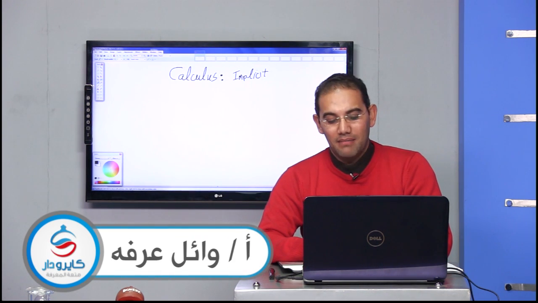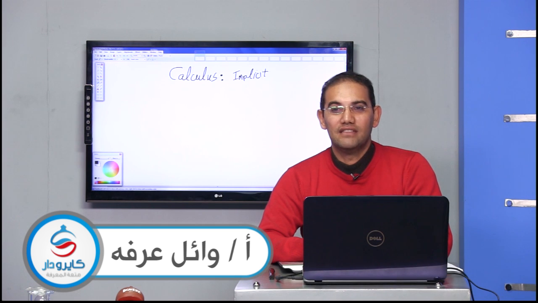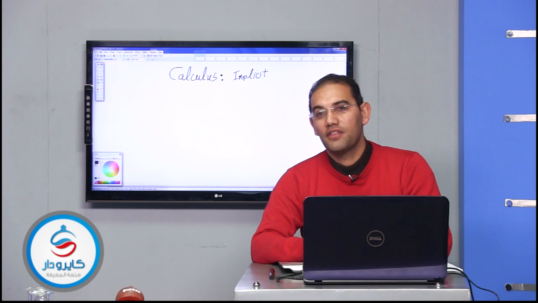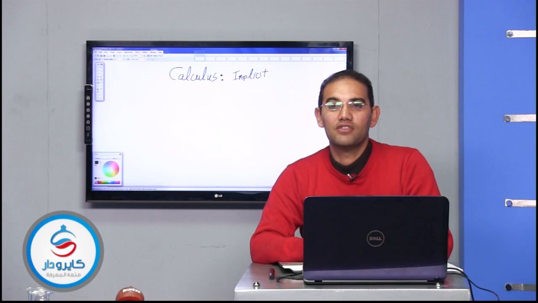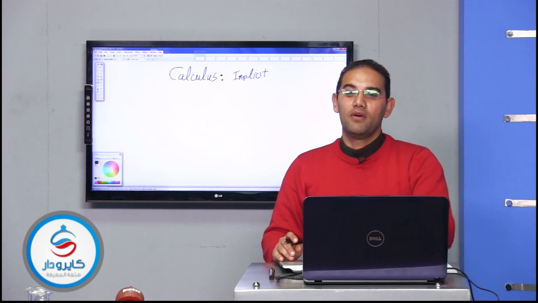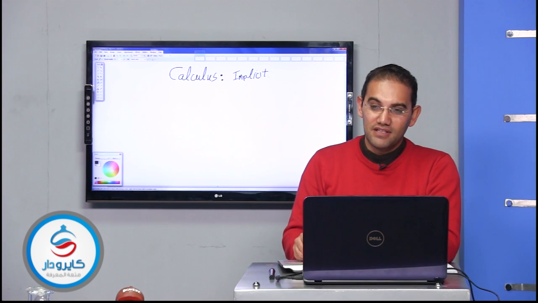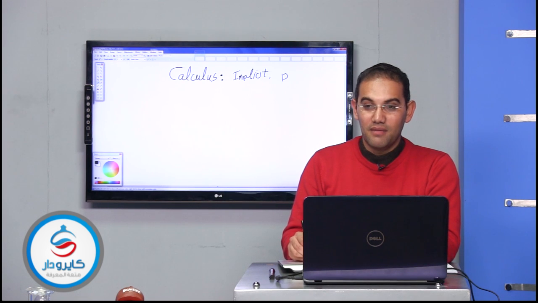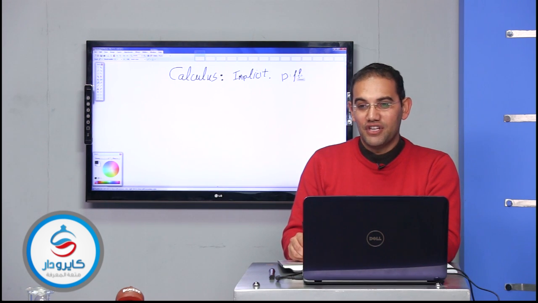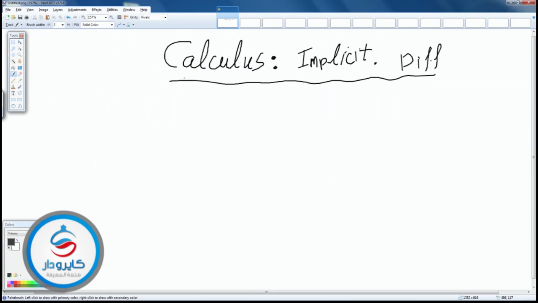Today we continue our journey with mathematics, a new part in calculus. It's a very important lesson, the lesson of the second chapter, which is talking about implicit differentiation. What do we mean by implicit differentiation?